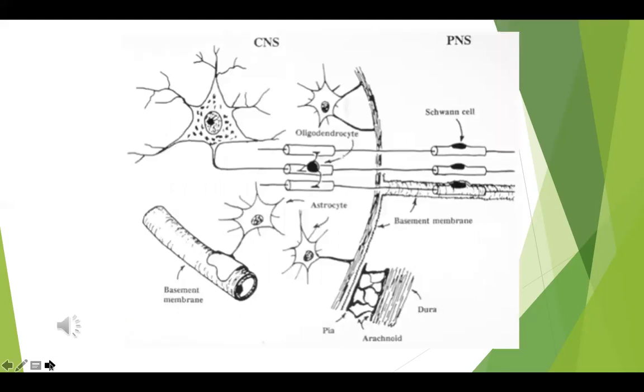Here is a diagram of the difference between an axon inside the CNS and the peripheral nervous system. So in the CNS, the axons are covered by the oligodendrocyte myelin sheaths. They do not have a basement membrane. But in the peripheral nervous system, these axons are covered by Schwann cells and endoneurium, which comprise the basement membranes that are still intact even as the neurons or the axons degenerate.